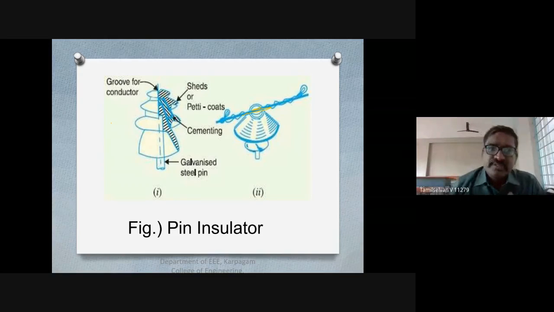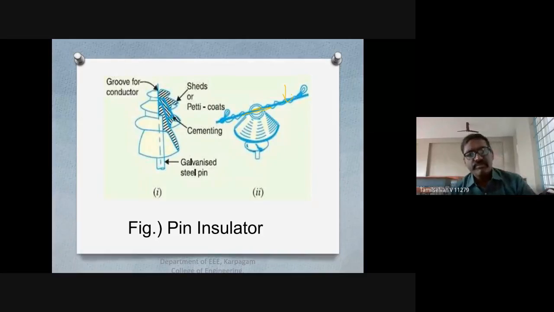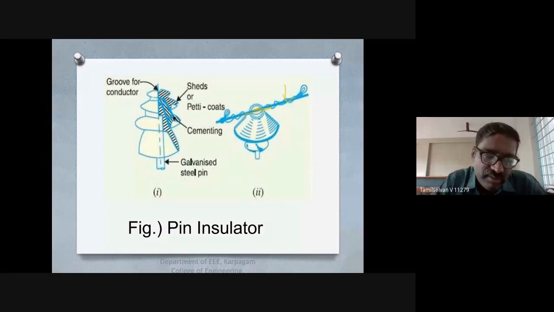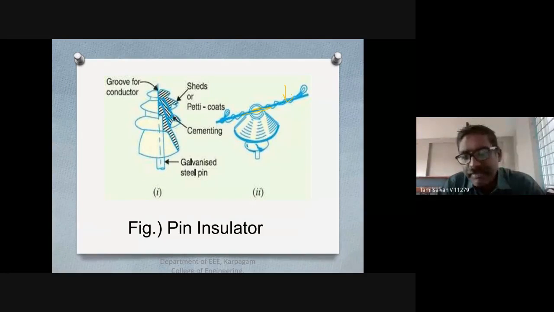Okay, the same material will be used, and there will be a wire that we will tie it up with. Otherwise the conductor will come out from your insulators. Okay, so this is your pin type of insulators.